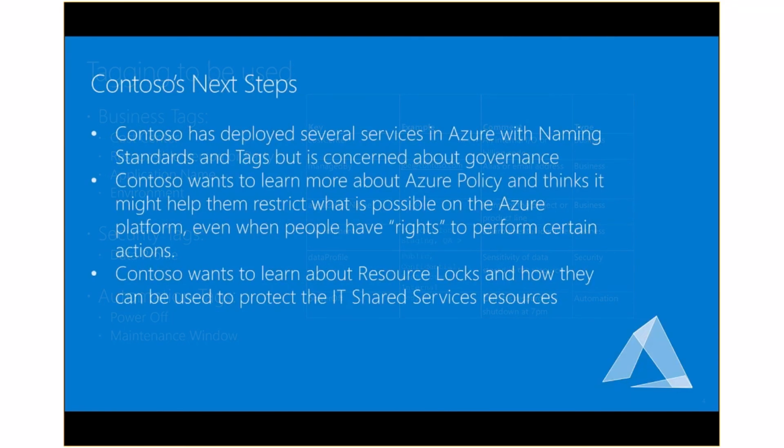So that brings us to Contoso's next steps. Now that they've deployed several services in Azure using their naming standards and their tagging, they're still concerned about governance. So they're going to learn more about what Azure Policy can do for them to restrict their VM sizes and where people can deploy, and also look into those resource locks to prevent accidental deletion. And that's the end of our video. Thank you.